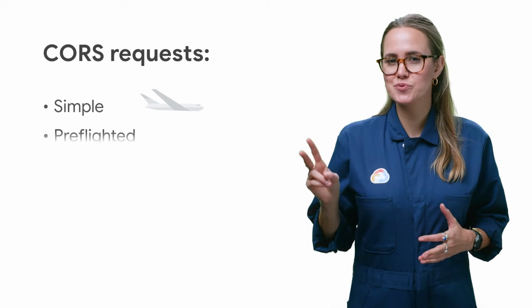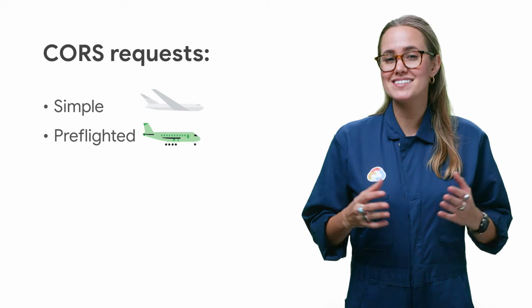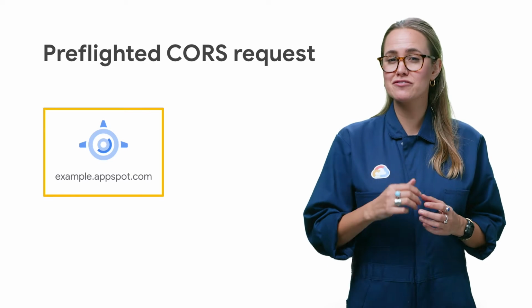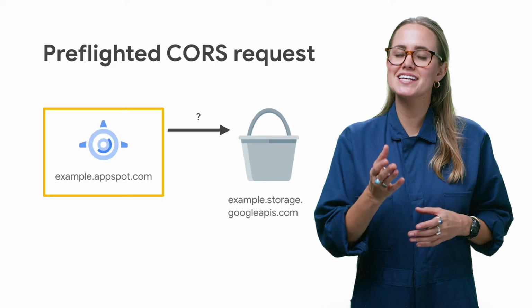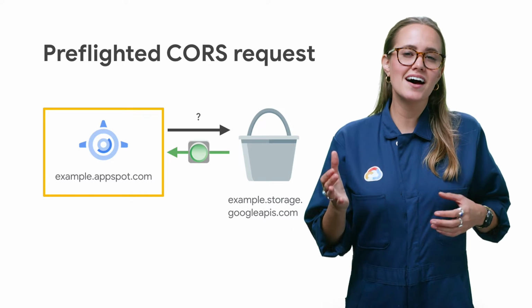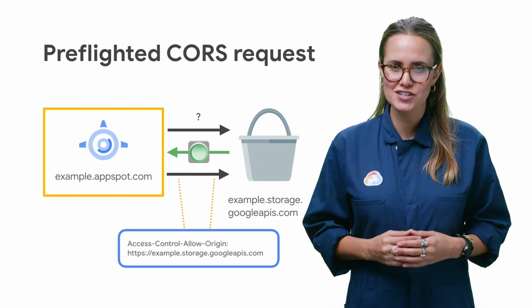There are two types of CORS request: simple and pre-flighted. A simple request can be initiated directly. That's simple. A pre-flighted request must send a preliminary pre-flight request to the server to get permission before the primary request can proceed. That is, the client has to ask and the server has to give the green light before the data can be served.